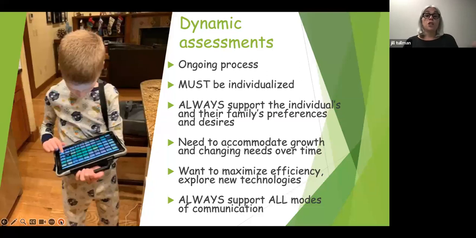So as things change and come out that can help individuals communicate more effectively and more efficiently, we want to look at that. And we always want to support all modes of communication. My classic example, this is a picture of Evan, is for Evan to walk in a room carrying his talker and someone to say, hey, Evan, tell everybody your name. Well, we already know his name, right? So we never want to ask somebody to tell us something that we already know.